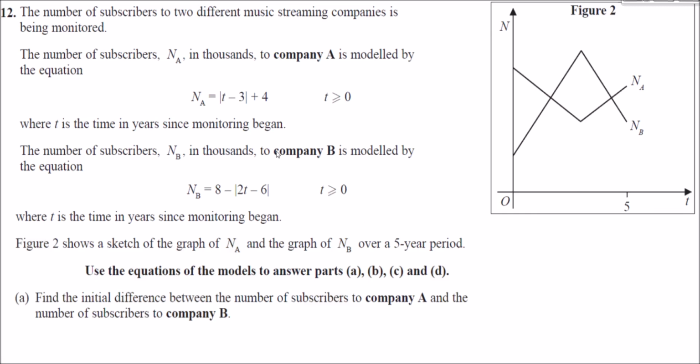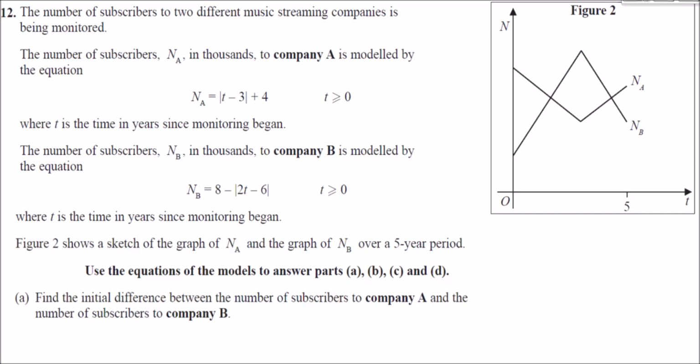So we need to use these equations explicitly, not go off on a tangent and use any other piece of information we may think is relevant. We're told what is relevant, we need to stick to these 2 equations. For part A, we need to find the initial difference between the number of subscribers to company A and the number of subscribers to company B.